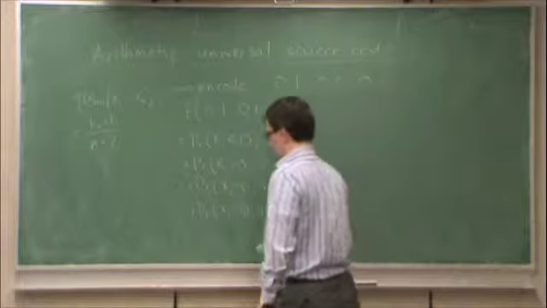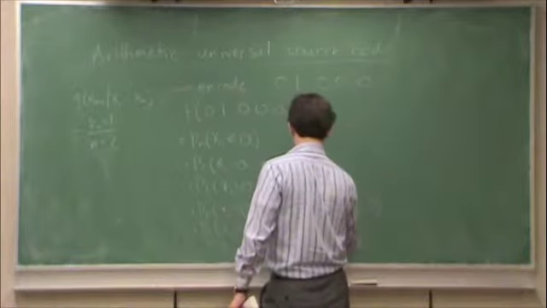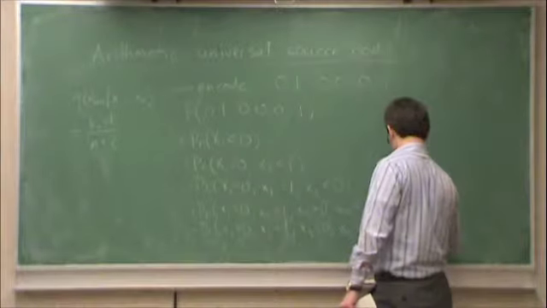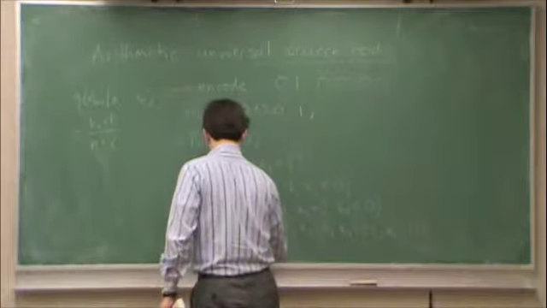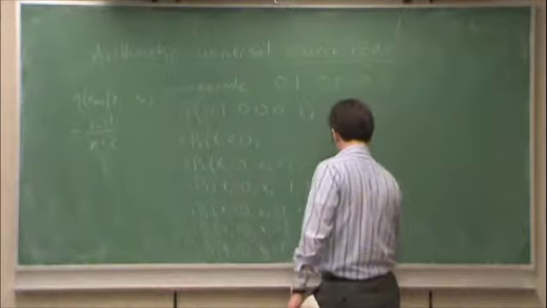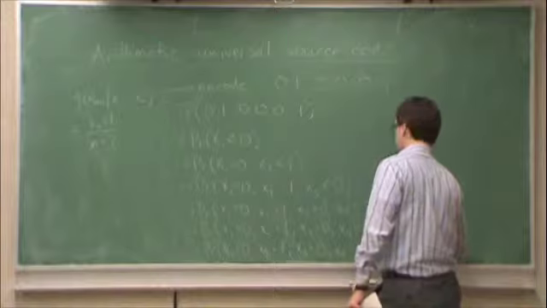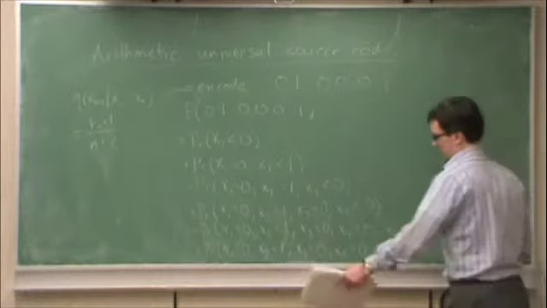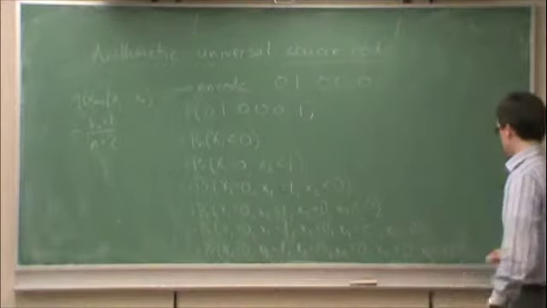less than 0, plus probability x1 equals 0, x2 equals 1, x3 equals 0, x4 equals 0, x5 less than 1, less than 0, plus probability x1 equals 0, x2 equals 1, x3 equals 0, x4 equals 0, x5 equals 0, x6 less than 1, plus then the probability that x1 equals 0, x2 equals 1, x3 equals 0, x4 equals 0, x5 equals 0, x6 equals 1 is the probability of the sequence.